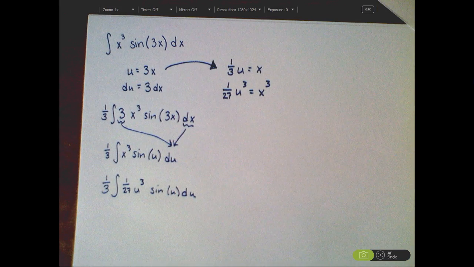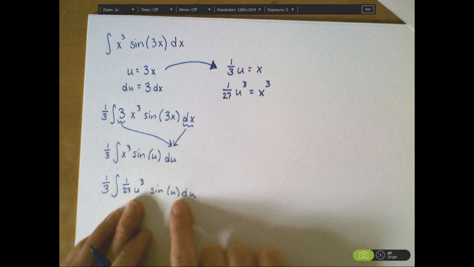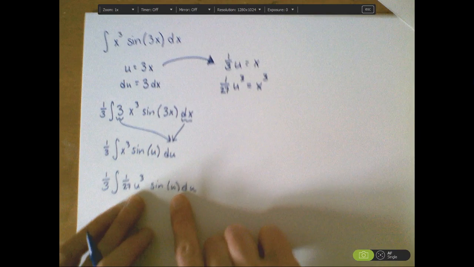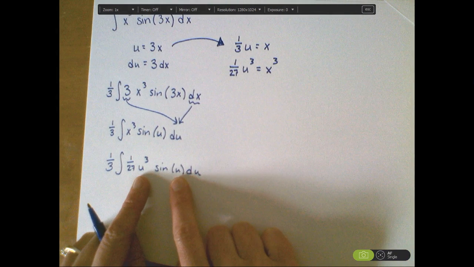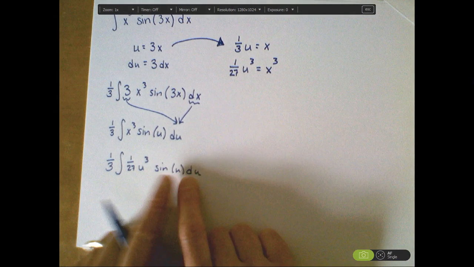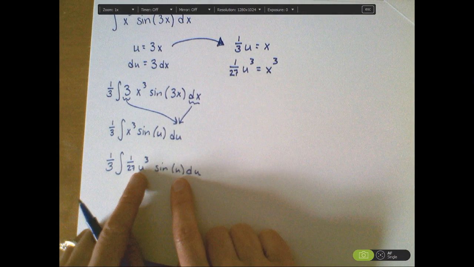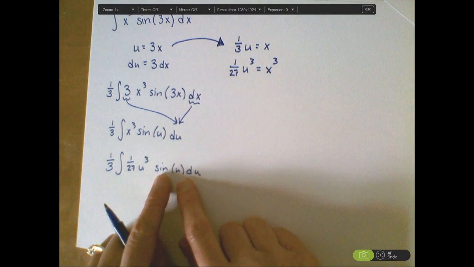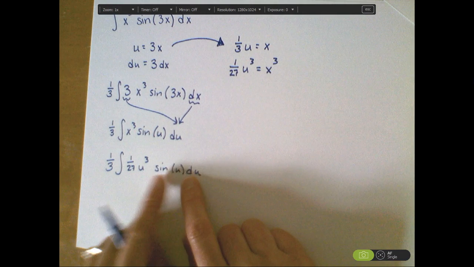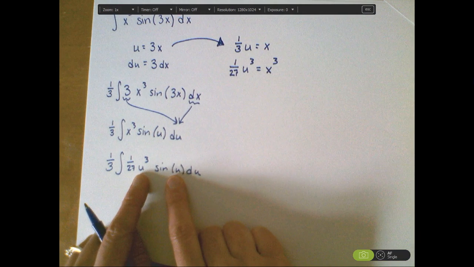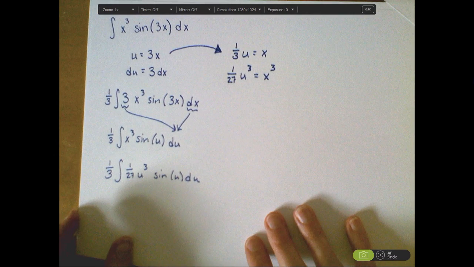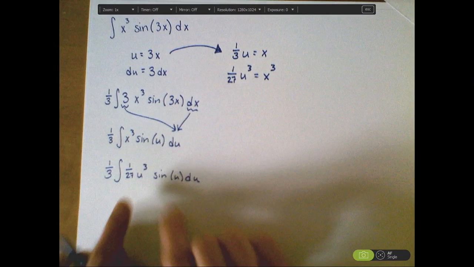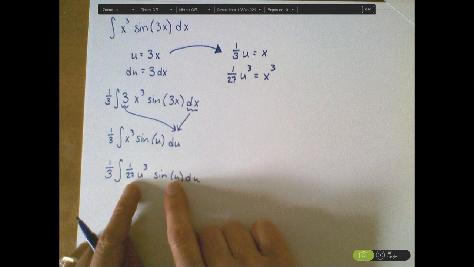Nice. We now have everything all written in terms of u. For our final step, we would want to integrate. It's tempting to integrate each piece of this product, to just integrate the u cubed piece and also integrate the sine piece. But that's not how integration works. Just like with product rule for derivatives, we can't just integrate each factor within a product.